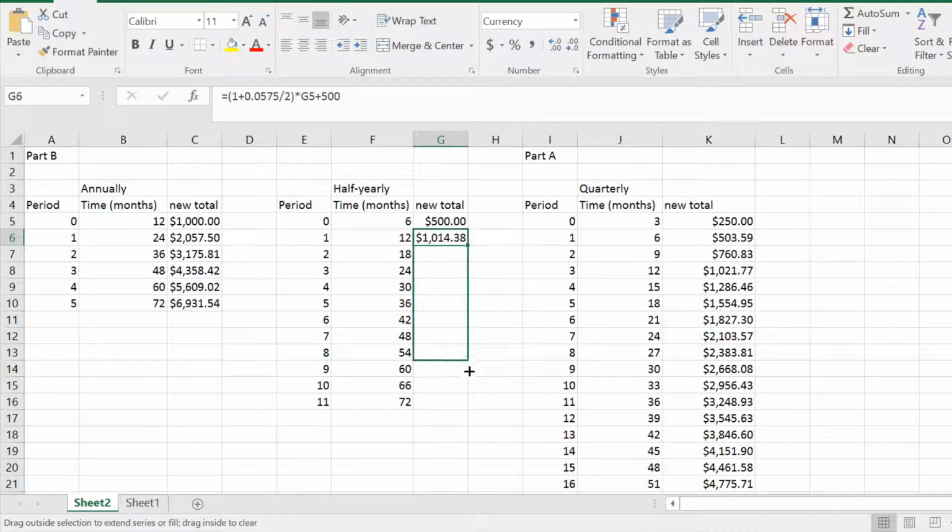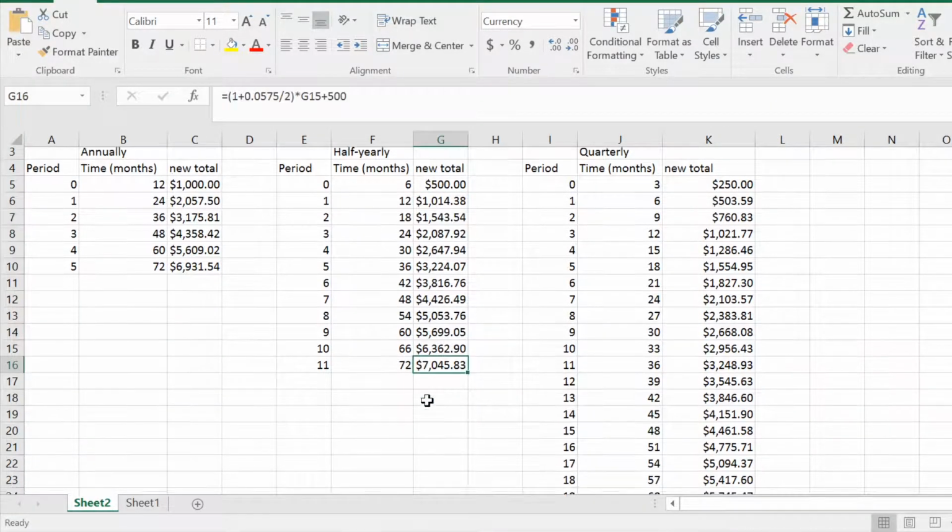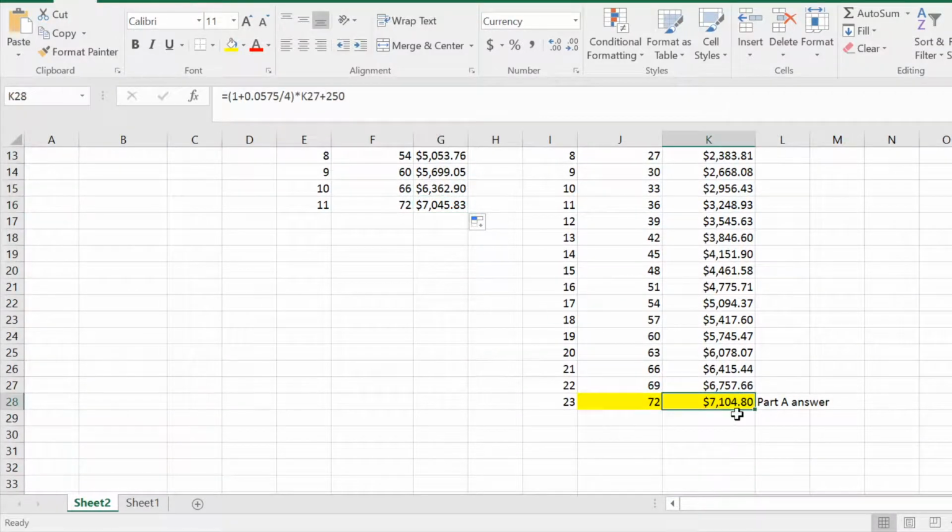All right, dragging, dropping. There you go. So let's have a look. Which one came out the best? It was our original one.